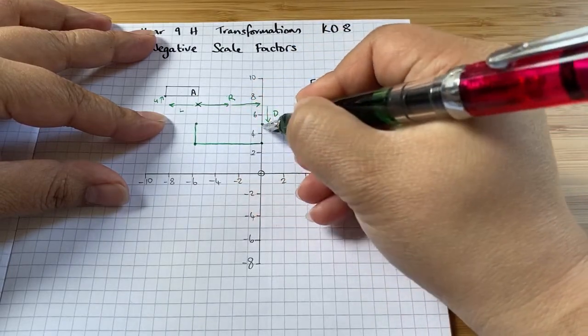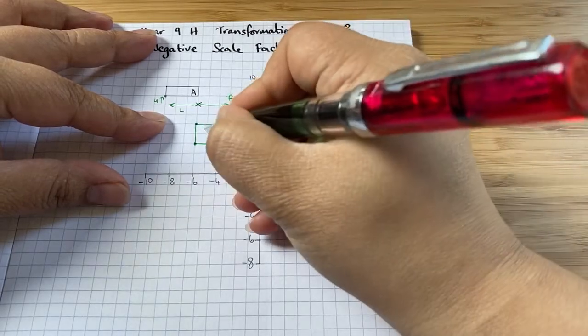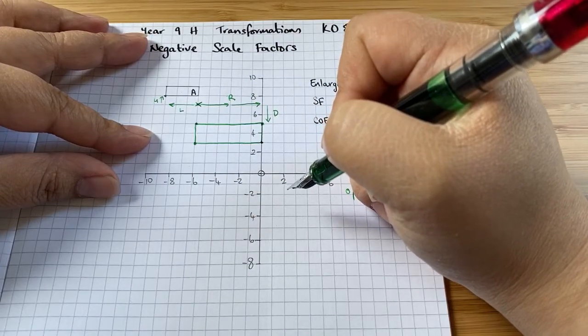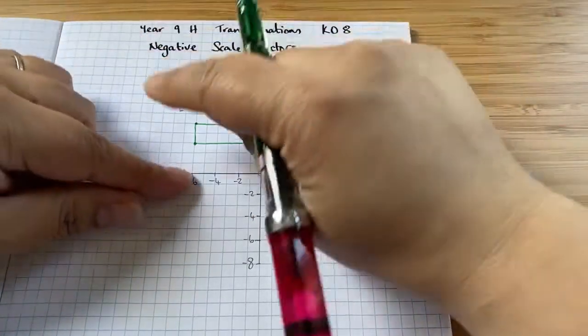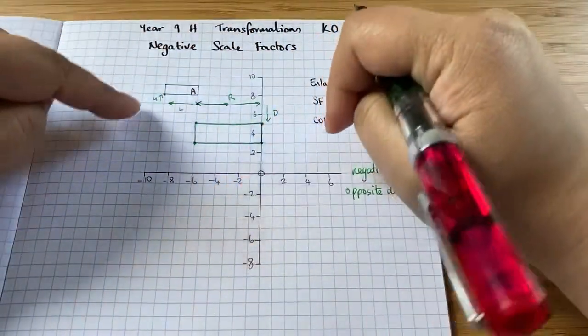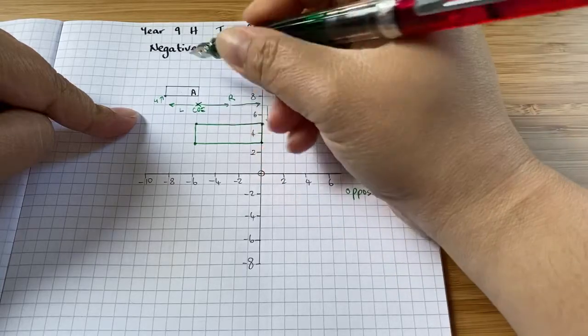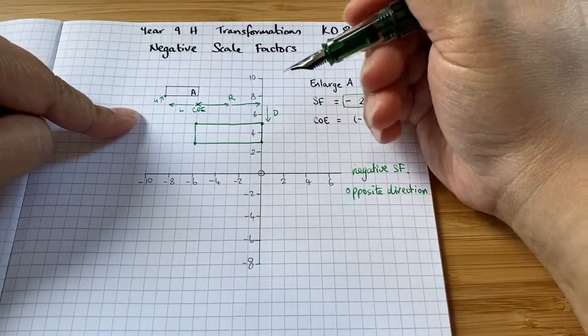Now this time, the shape has actually gotten bigger, but in the opposite direction. It is also upside down. It's difficult to tell that it's been rotated, but it's actually spun around 180 degrees around our center of enlargement. It's difficult to tell because it's a rectangle, and a rectangle looks the same upside down.